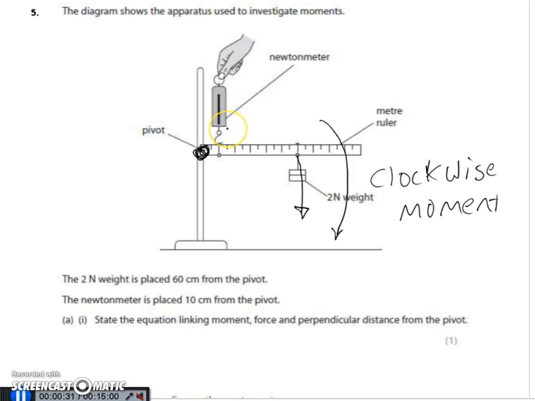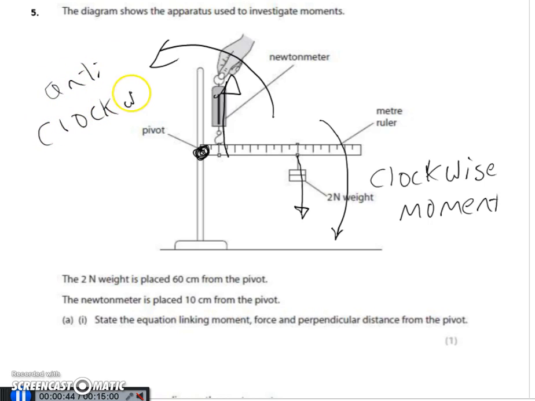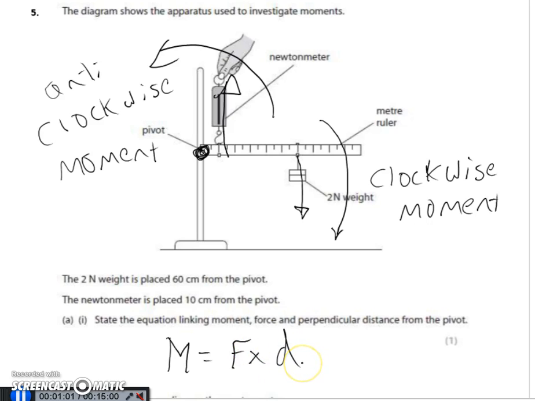Now in order to stop that clockwise rotation, the Newton meter is applying a force upwards. Now that causes an anti-clockwise moment, which is going to oppose the clockwise moment, trying to turn the ruler the other way. The first thing they asked is to state the equation that links moment, force, and perpendicular distance from the pivot. Well, moment is equal to force times perpendicular distance from the pivot.